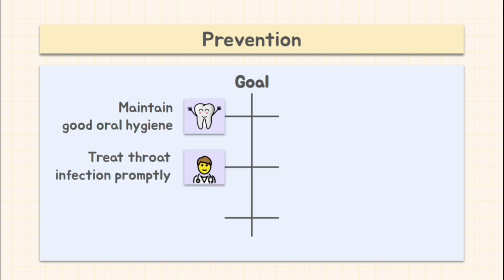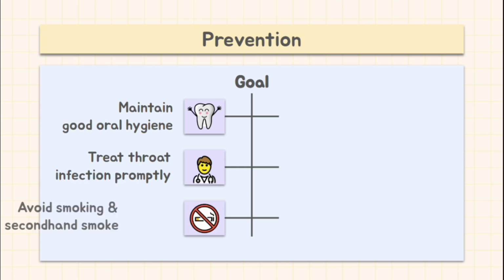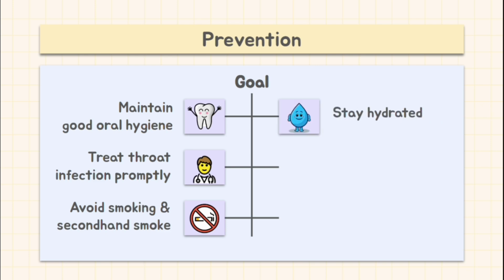Second, treat throat infection promptly. Upper respiratory infection, such as tonsillitis, can lead to the development of a parapharyngeal abscess. Third, avoid smoking and secondhand smoke. Smoking weakens the immune system and increases the risk of infections. Stay hydrated, drink an adequate amount of water to keep the throat moist and to reduce the risk of irritation and dryness.